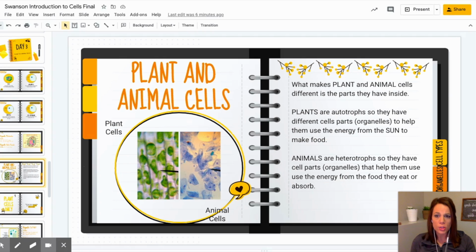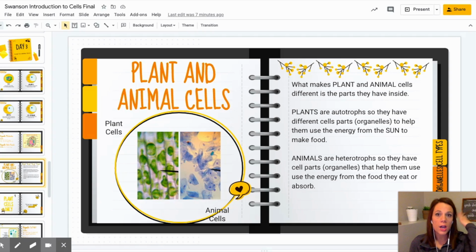Okay. So here's where we're moving on today. We are looking a little bit more at some of those differences between plant and animal cells. One of the ways that they are different is based on what plant cells have inside of their cells that animal cells don't have. So again, follow along with me. It says plants are autotrophs. So they have different cell parts or organelles to help them use this energy from the sun to make food. Animals are heterotrophs. So they have cell parts or organelles that help them use the energy from food that they eat or absorb.